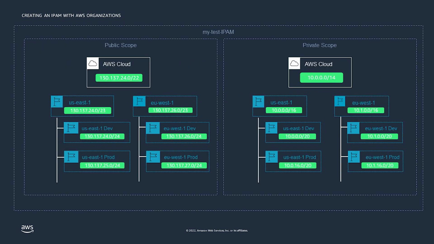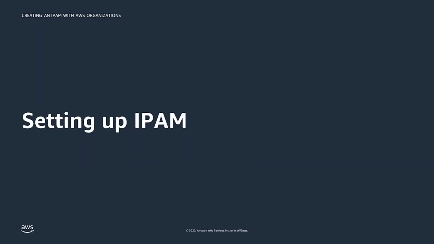Let's take a look at a potential IPAM setup. Here I have my test IPAM with both the default public and private scope. I then have top-level allocations to represent my AWS cloud, a /22 in the public scope and a /14 in the private scope. Digging a little deeper, you can see that I have the same type of pool hierarchy in both scopes. I have a top-level pool per region and then subpools for dev and prod environments. Now, these are the pools that I'll go ahead and allocate my VPCs from, which you'll see as we walk through a demo a little bit later. Let's go ahead and take a look at now actually setting up that IPAM.